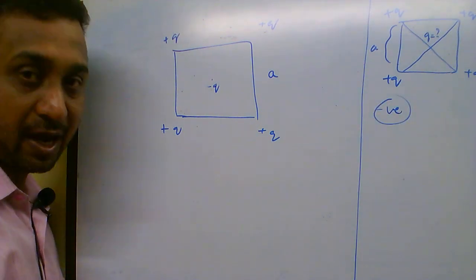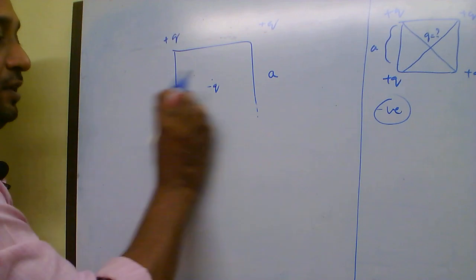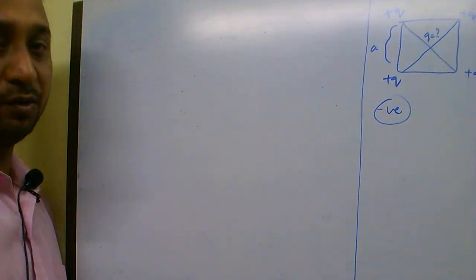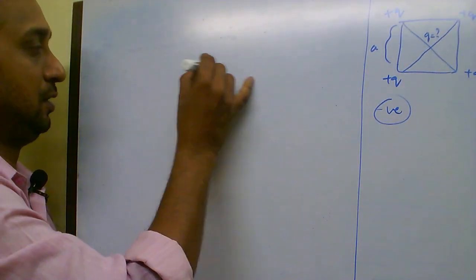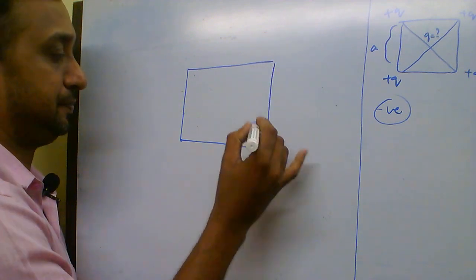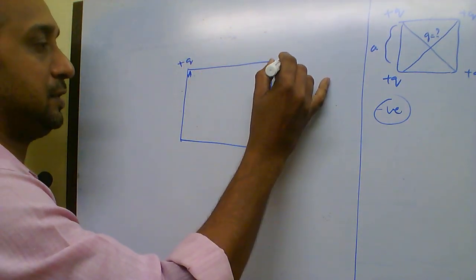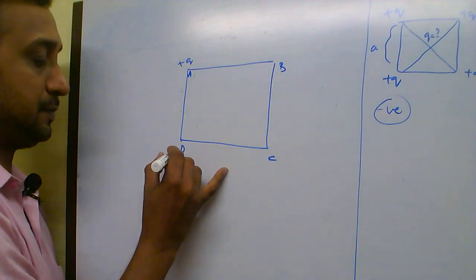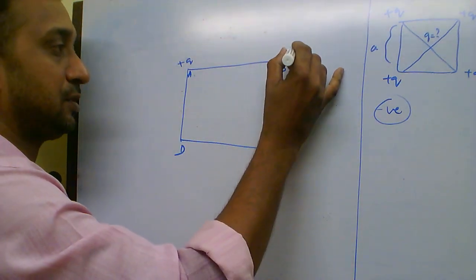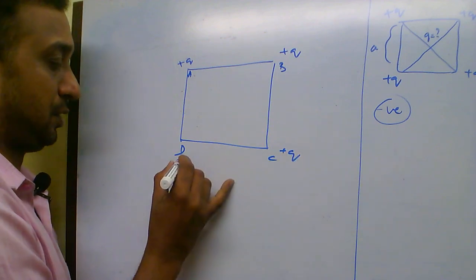Now what should be its magnitude? For that you must find out. Let us draw the figure one more time. This is plus Q. Let this be point A, let this be B, let this be C, and let this be D. Here also plus Q, here also plus Q, here also plus Q.